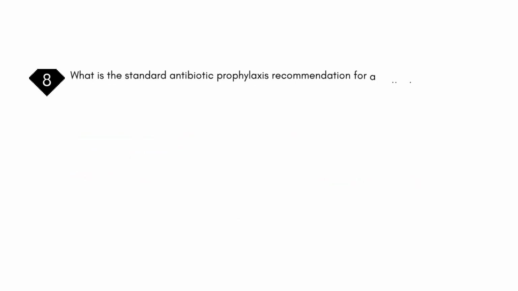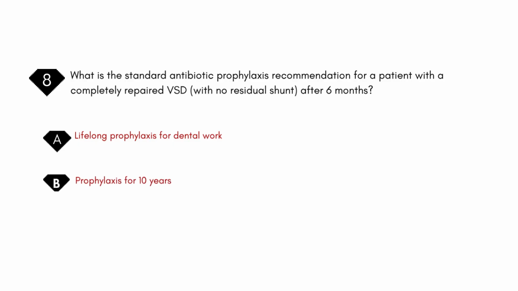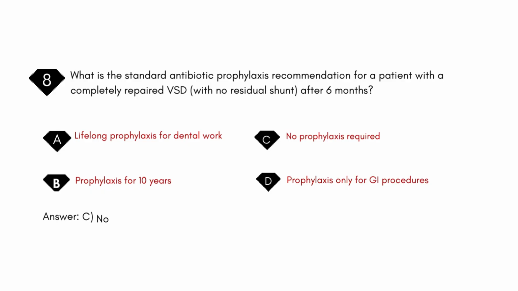What is the standard antibiotic prophylaxis recommendation for a patient with a completely repaired VSD, with no residual shunt, after 6 months? A. Lifelong prophylaxis for dental work. B. Prophylaxis for 10 years. C. No prophylaxis required. D. Prophylaxis only for GI procedures. Answer: C. No prophylaxis required.